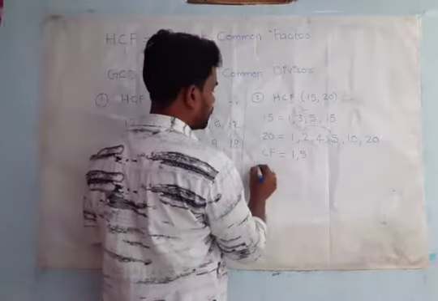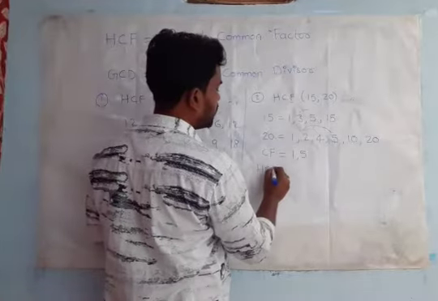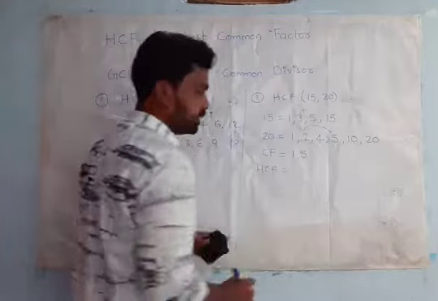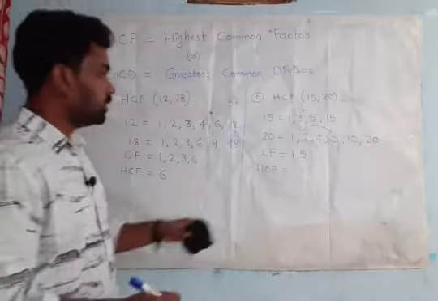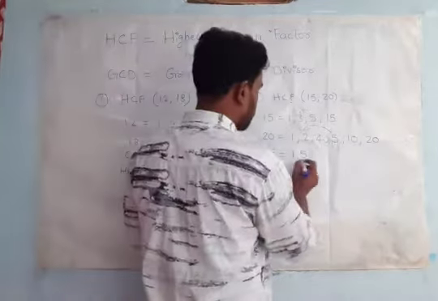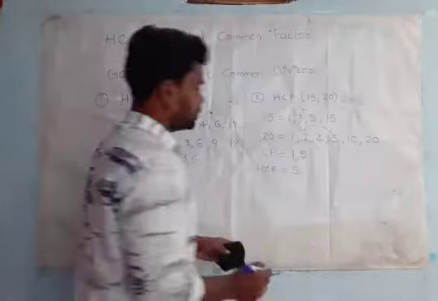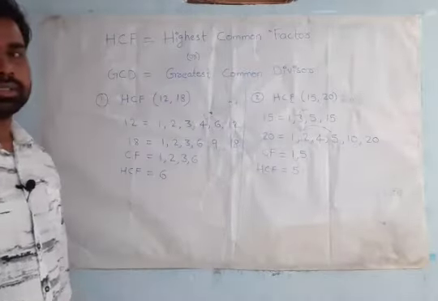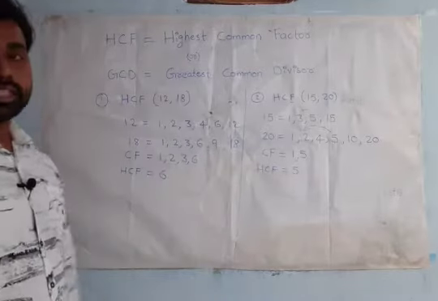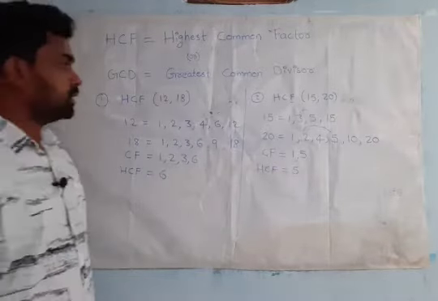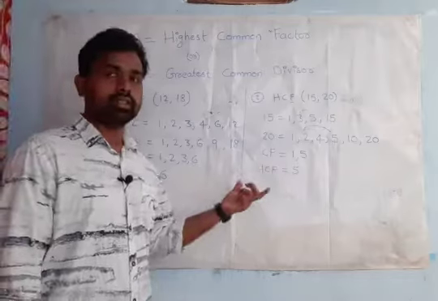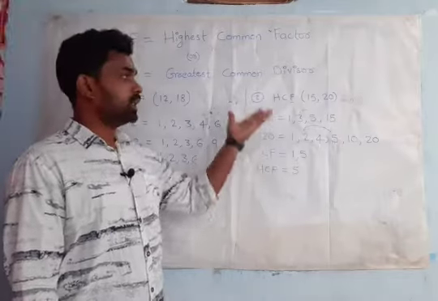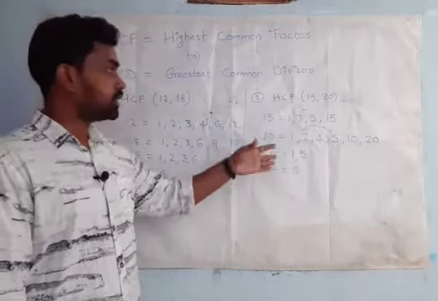From these common factors, we have to write the highest common factor. Now you tell which is the highest among these numbers. 5 is the highest one. So that is the LCM of these given numbers, sorry, HCF of the given numbers. Okay, understood? This is how we have to find the HCF in this traditional method.